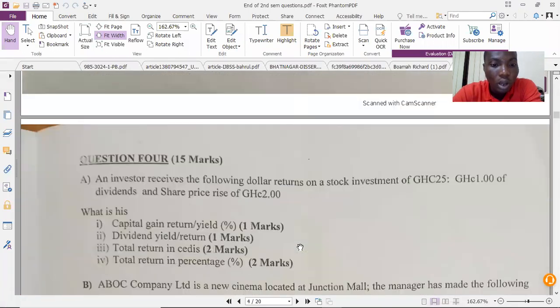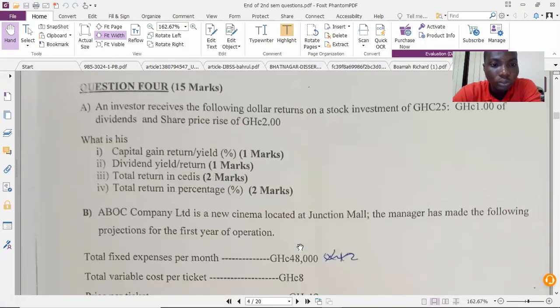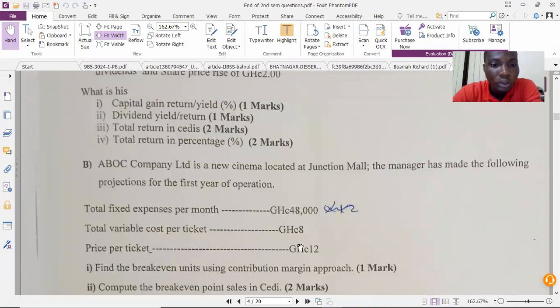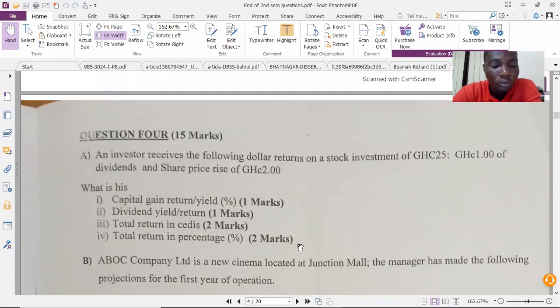So I'll do question 4 and then that of the B2.